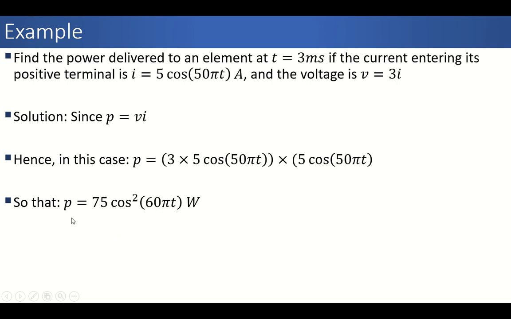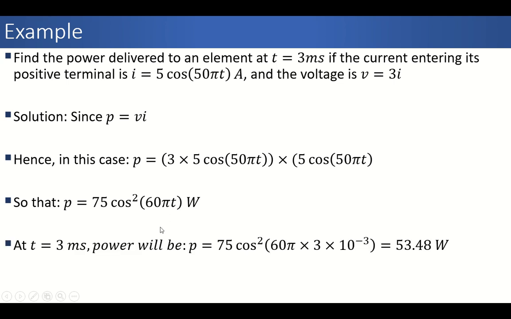Since we want to find the power delivered at time t equal to 3 milliseconds, we have to plug in the value of t, that is 3 milliseconds, meaning 3 times 10 power minus 3. So at t equal to 3 milliseconds, power will be P equal to 75 cos square of 50 pi into 3 into 10 power minus 3. We can easily evaluate this using a calculator. This is 53.48 watts. So the power being delivered to the element at t equal to 3 milliseconds is roughly 53 watts.